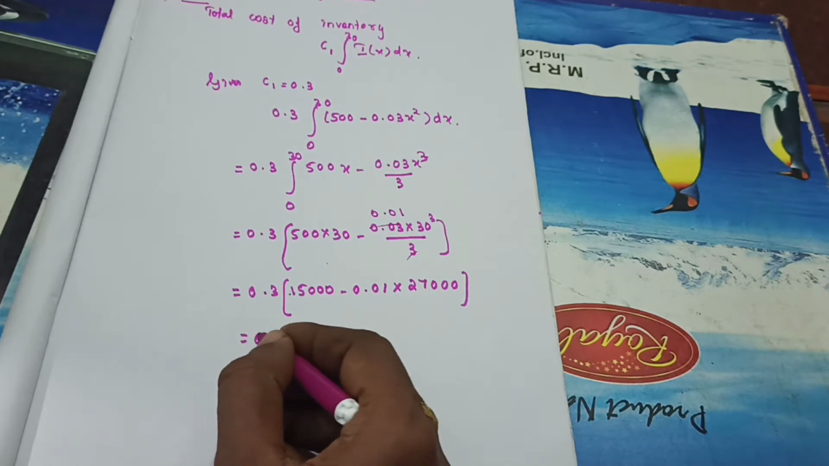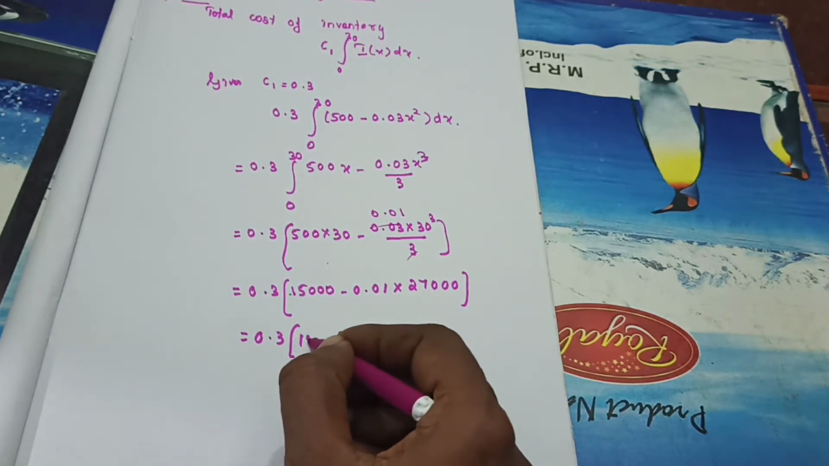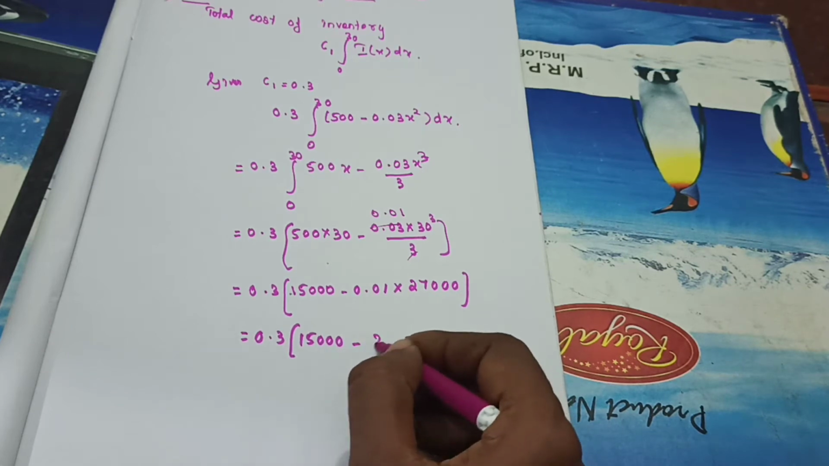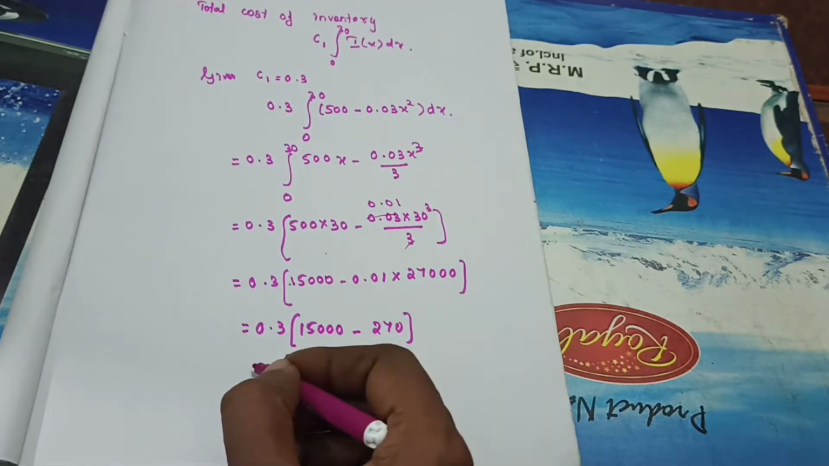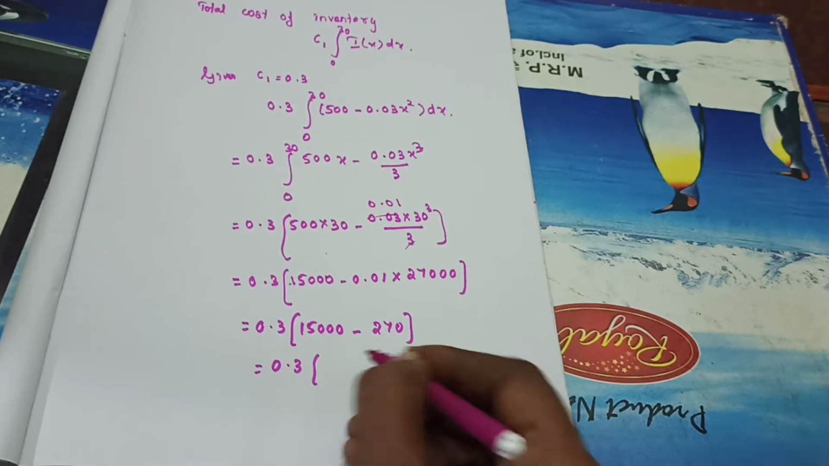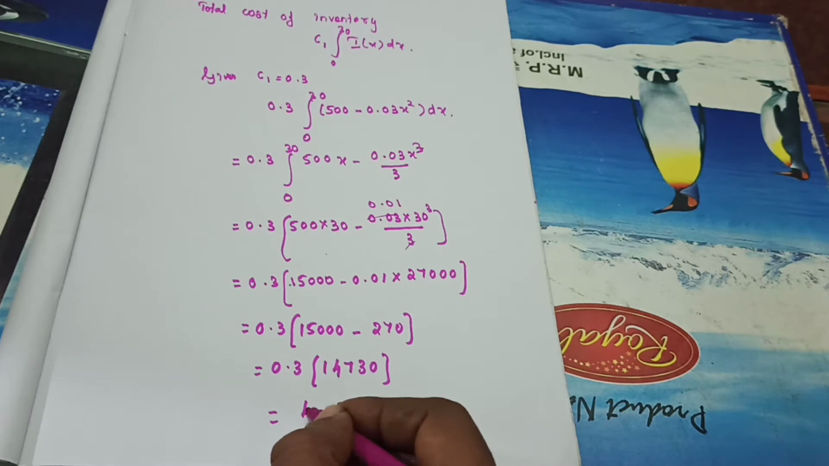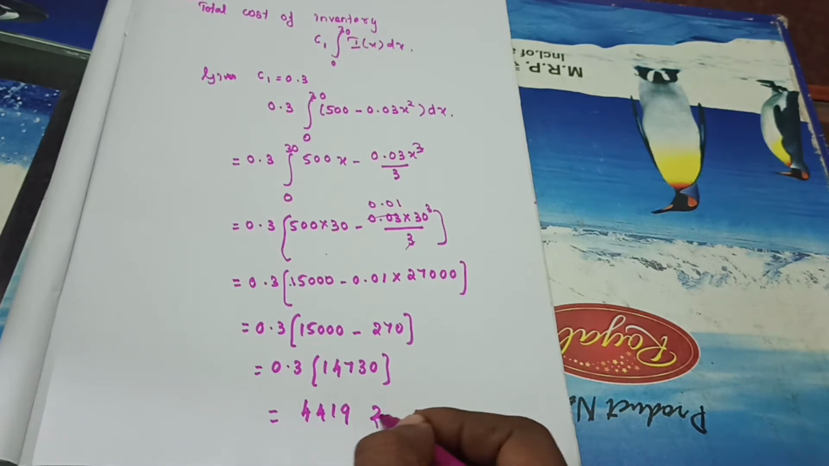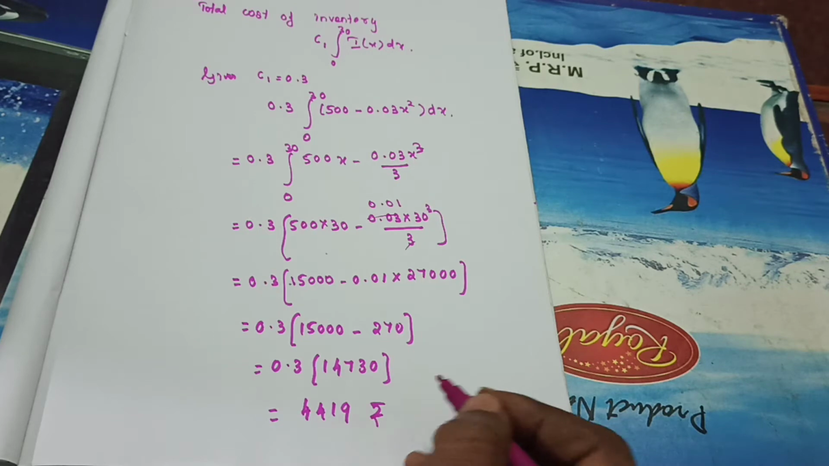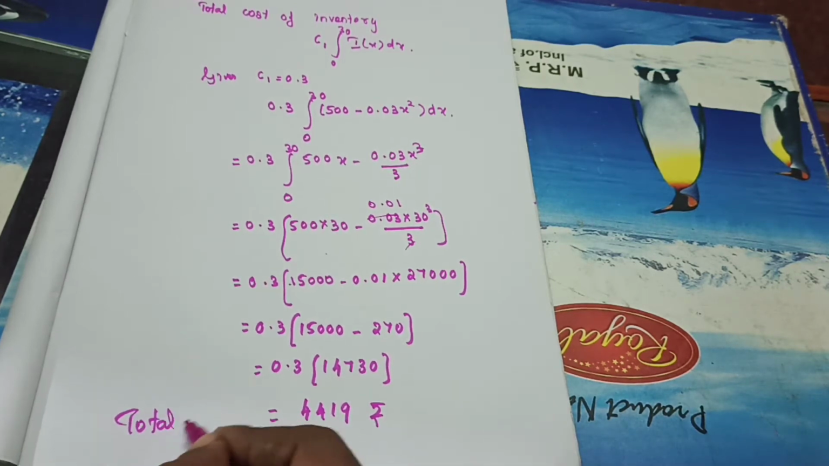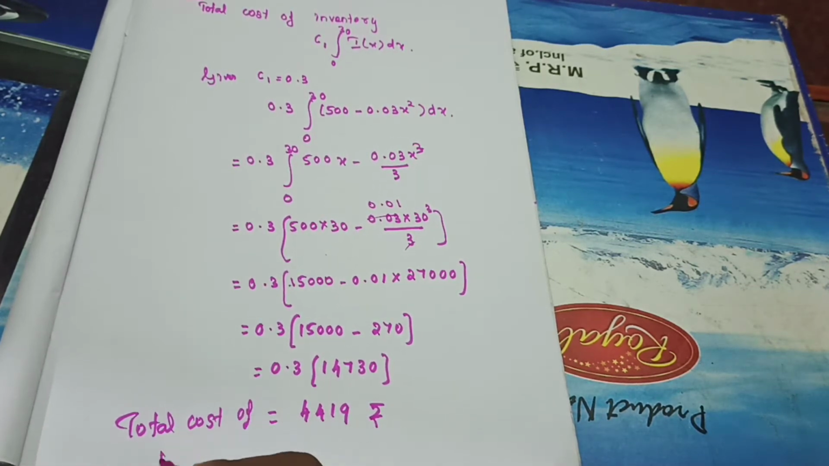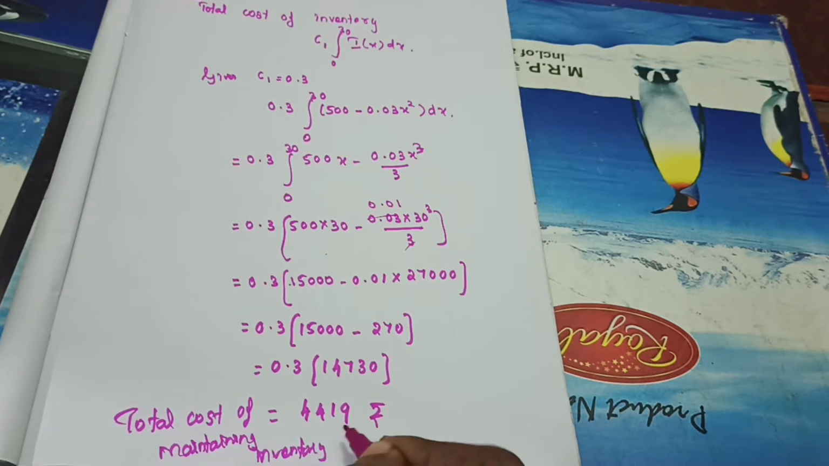Then simplify, 0.3 into 15,000 minus 270. That's equal to 0.3 into, subtract it, 14730. That's equal to 4419 rupees. What they asked, determine the total cost. That is the total cost of maintaining inventory equal to 4419 rupees. Very easy.